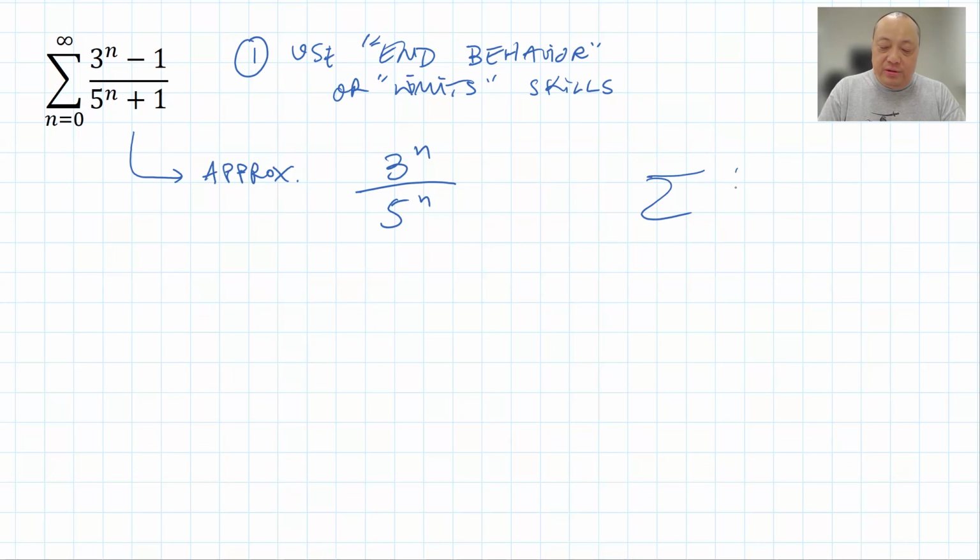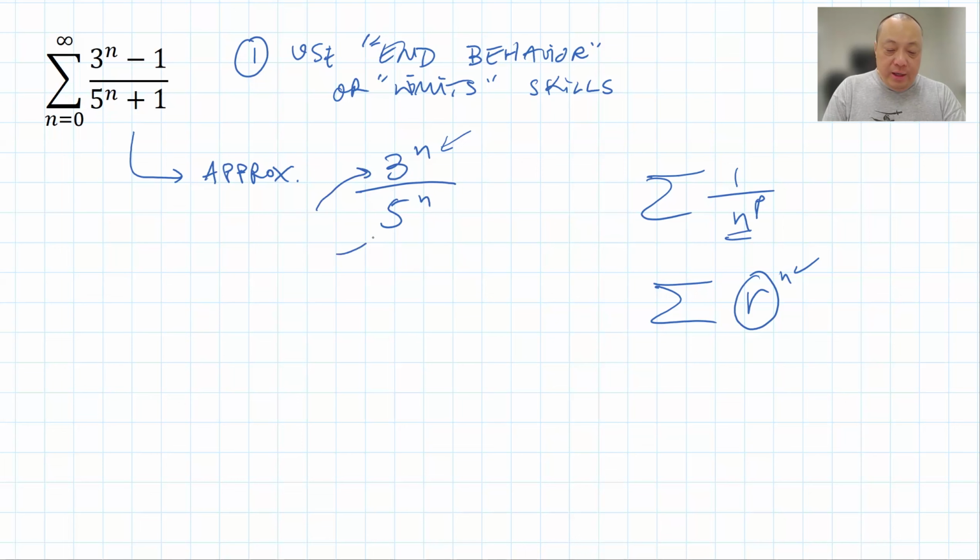There's a p series. It has n in the base. This one has n in the exponent. The other series is a geometric series. It has r to the n. This one has two bases. There's a 3 in the numerator, and there's a 5 in the denominator. I need to make it into just one.